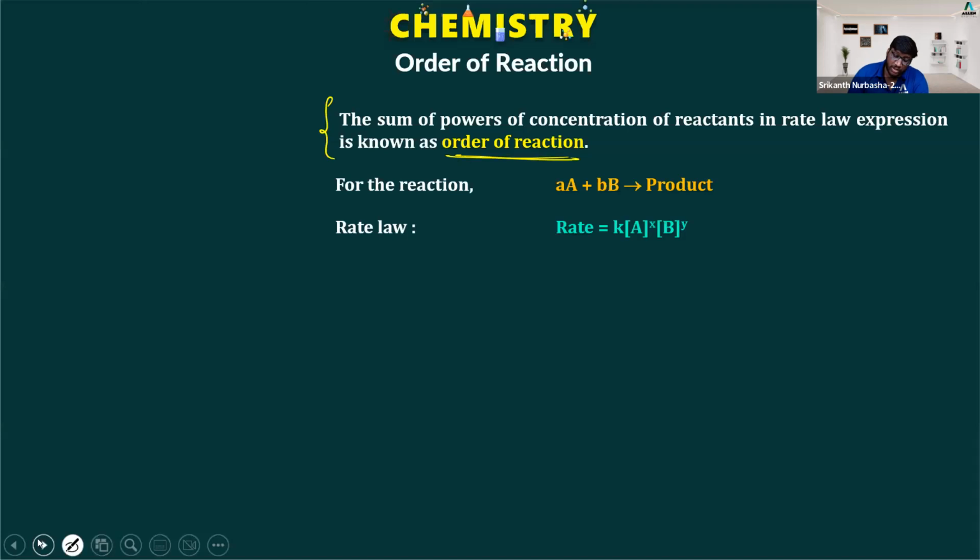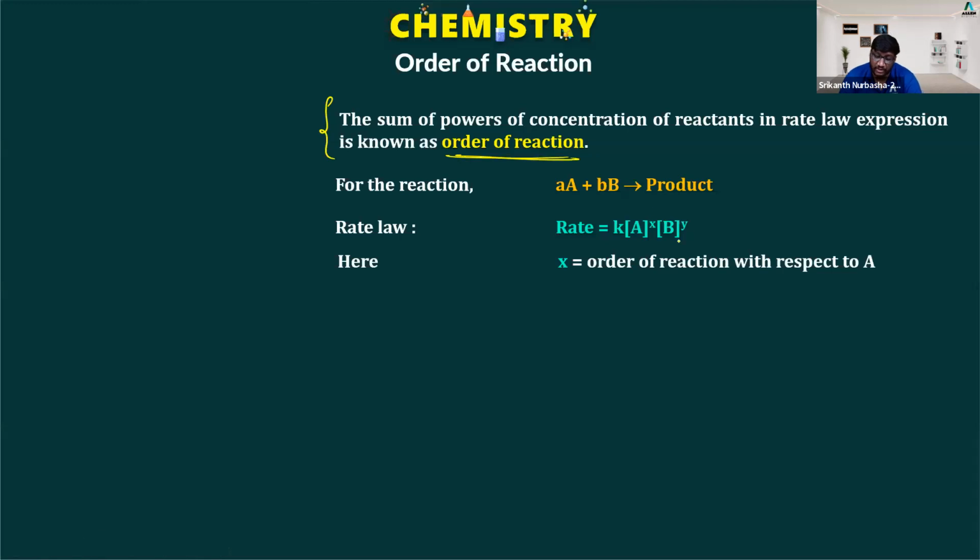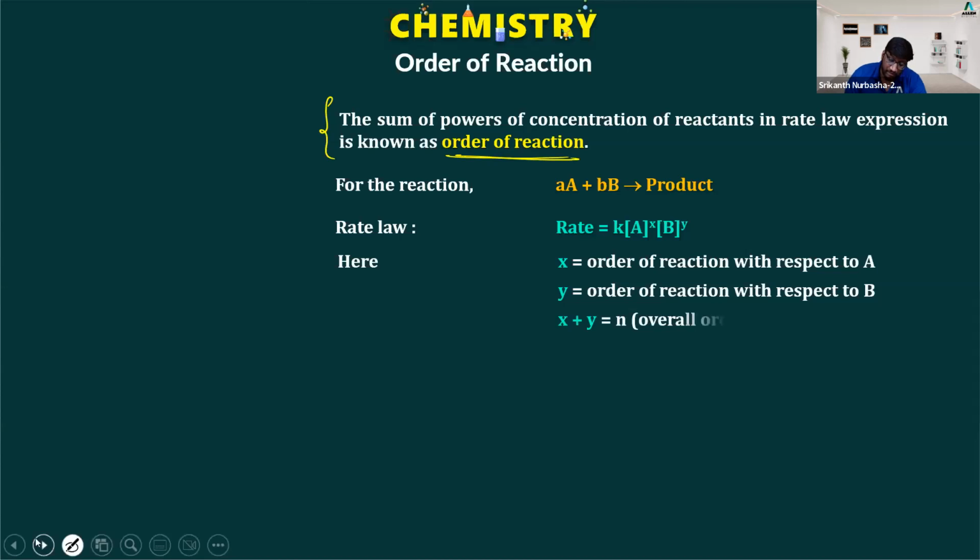For the reaction, a moles of A plus b moles of B gives the product. Rate law: rate is equal to K into concentration of A power x into concentration of B power y. x is the order of reaction with respect to A, y is the order of reaction with respect to B, and x plus y is the overall order of the reaction.